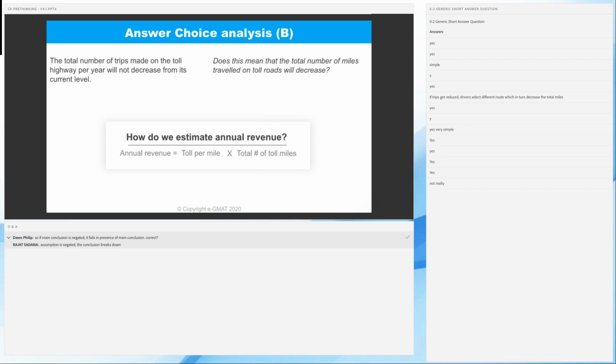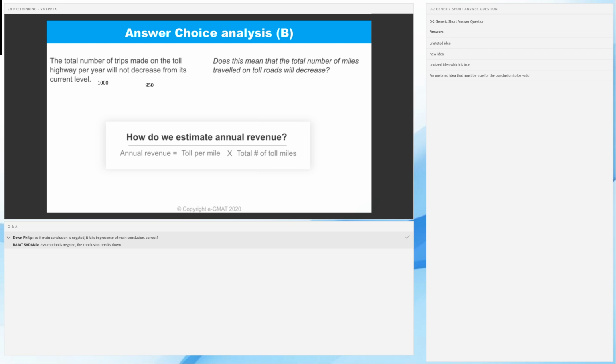Okay, choice B says the total number of trips made on the toll highway per year will not decrease from its current level. So what it's saying is if last year we made 1,000 trips, this year that number will not go to 950. Okay. What's the definition of an assumption? Remember, we did the definition of an assumption. What is the definition of an assumption? It is an unstated idea that must be true for the conclusion to hold valid.